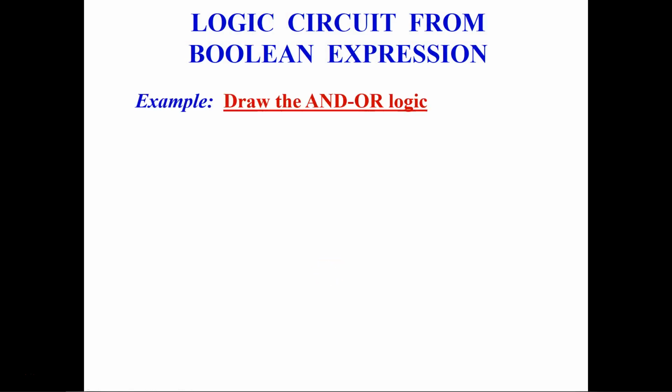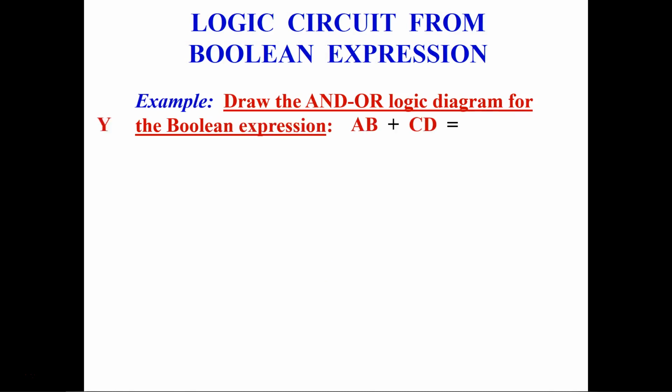So we have an example here. Draw the AND-OR logic diagram for the Boolean expression. Right now you can see this is the expression we have, and we want to draw a combinational logic circuit based on this Boolean expression. If you notice this Boolean expression, you see that there are four inputs: A, B, C, D. These are the four inputs, and then Y is the output. But if you notice here, between the AB and CD inputs, we have a plus sign.